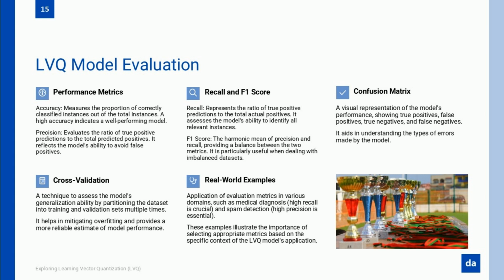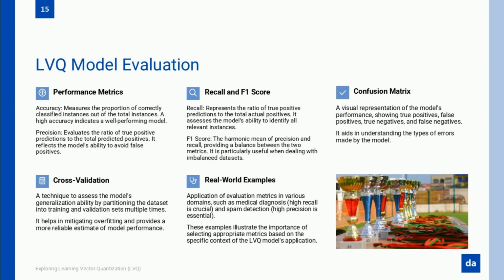Recall, on the other hand, measures how many actual fraud cases were caught. A model with high recall detects almost all fraudulent transactions. But if precision is low, it might also flag too many false alarms. The key is finding the right balance between precision and recall, depending on the use case.